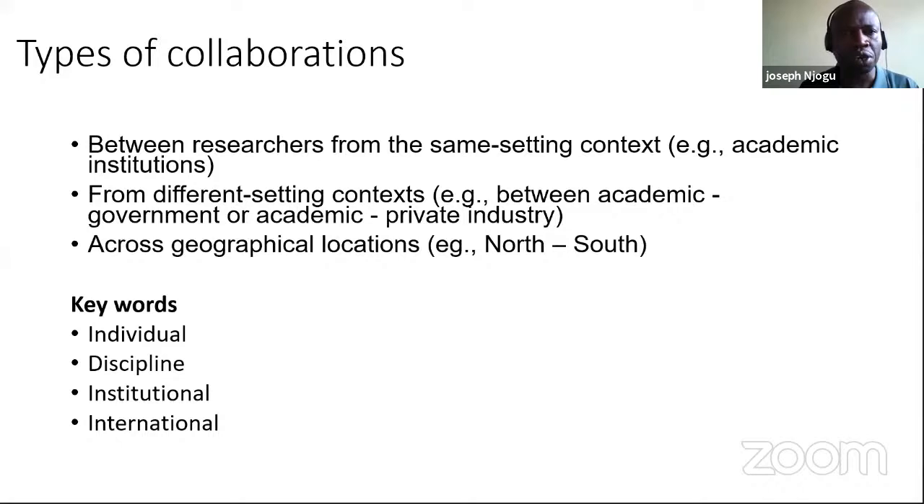So we are talking of collaborations between researchers from the same settings, working within your own faculties to develop collaborative projects. You could be from different settings, somebody from academia, somebody else from the government or private industry, and then across geographical locations like between Africa and Europe. But in between those three, there are a lot of things because we talk of multidisciplinarity, a lot of collaboration projects we see requiring input from different disciplines.